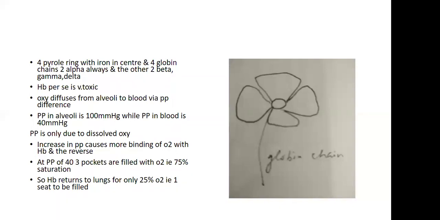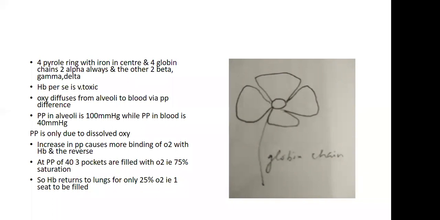Now the 4 petals are the 4 pyrrole rings of the hemoglobin. And the central part where the iron is lodged in the form of ferrous form, to these iron 4 pyrrole rings are attached. The pyrrole rings, you can imagine they are the seats for the oxygen.